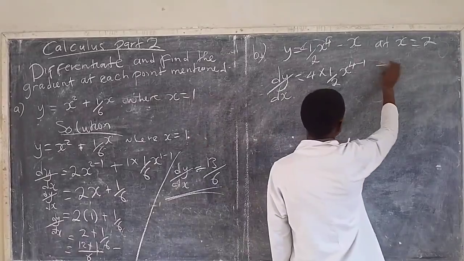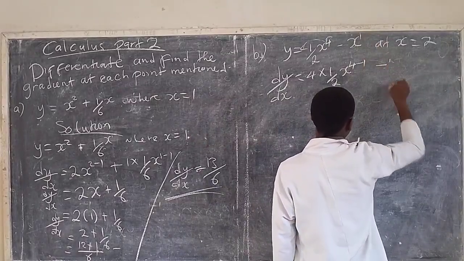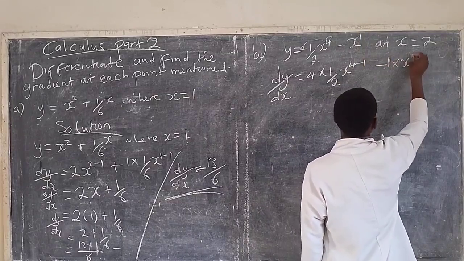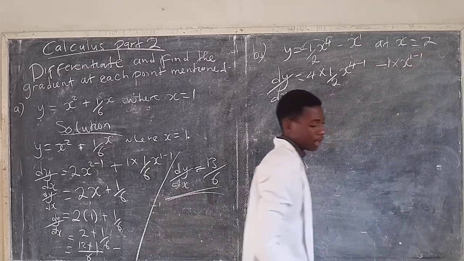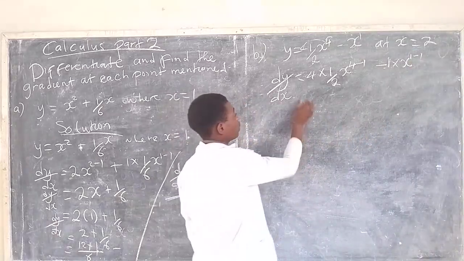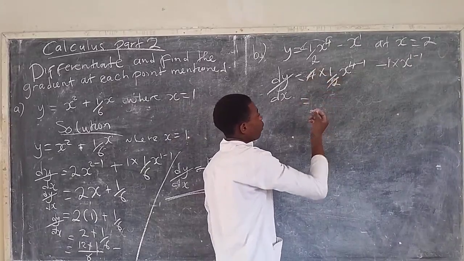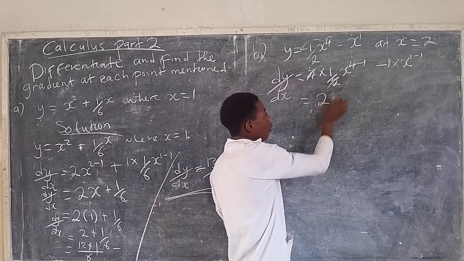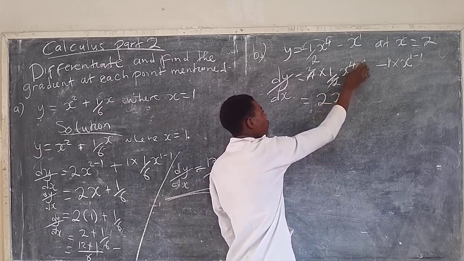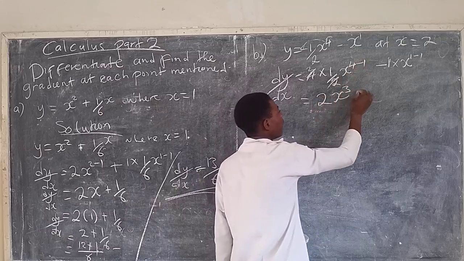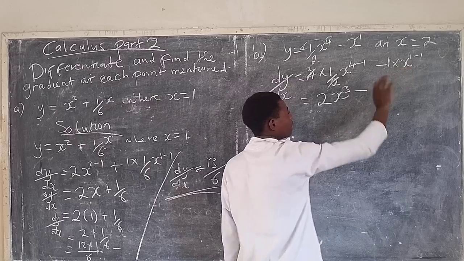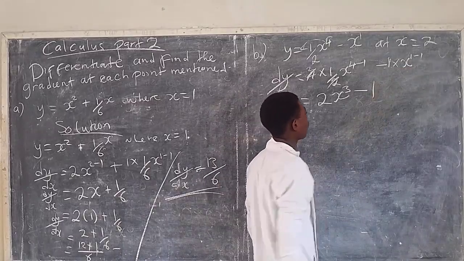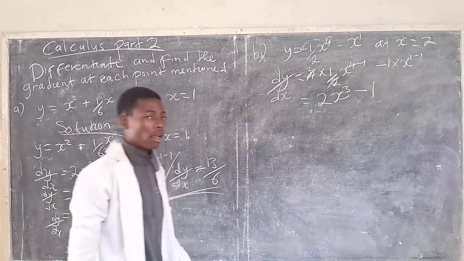Then minus, we have a 1 here when it drops, so 1 times x raised to the power 1 minus 1, we are subtracting 1 from the power. So this will go, and here we are going to remain with 2. So we have 2, then x, 4 minus 1 gives us 3, then minus, 1 minus 1 is 0, and any letter raised to the power 0 is equal to 1. So we have this as the gradient function.